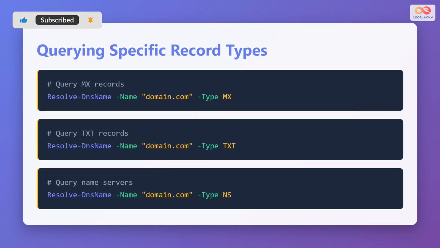To query specific record types, you add the -Type parameter. For instance, to query MX records for a domain, you would type Resolve-DnsName followed by the domain in quotes, then -Type MX. Similarly, for TXT records, you use -Type TXT. To find the authoritative name servers for a domain, you use -Type NS. By specifying the record type, you get precise information instead of just the default A records, which is crucial for detailed DNS analysis.